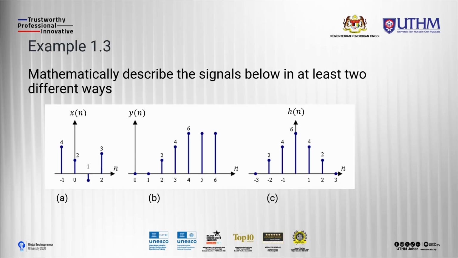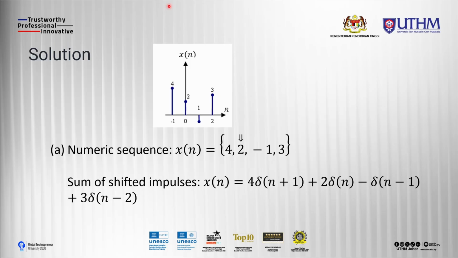Let's look at the example. Mathematically describe the signals below in at least 2 different ways. So there are 3 questions here, A, B, and C. So this is the first question. This is signal x[n]. From this signal x[n], you can write a numeric sequence that represents this graph or this figure.